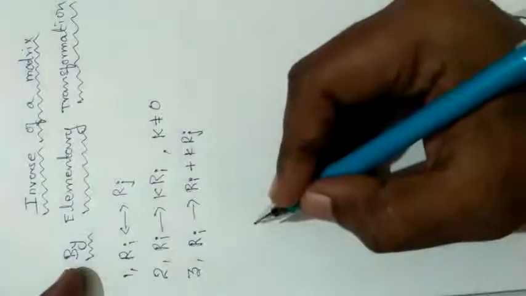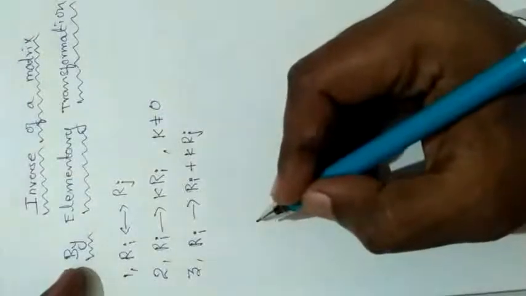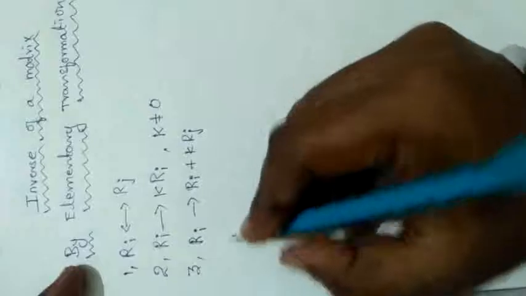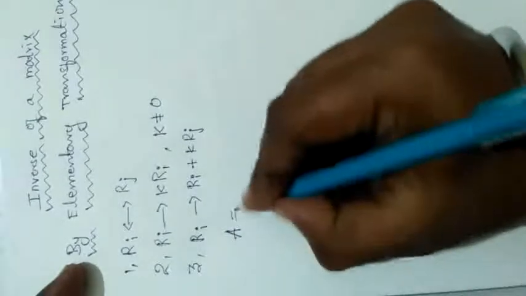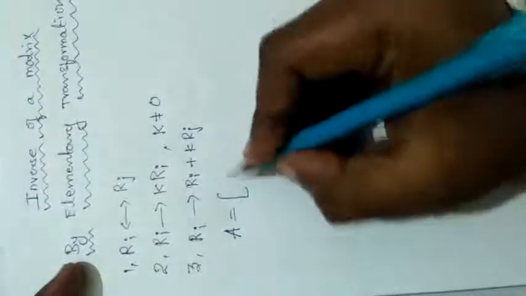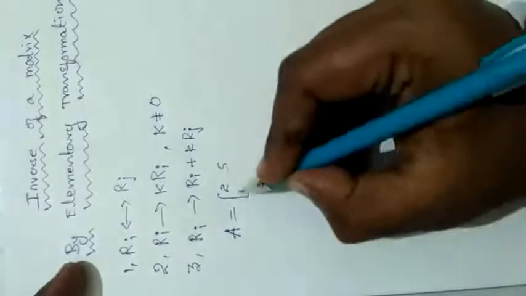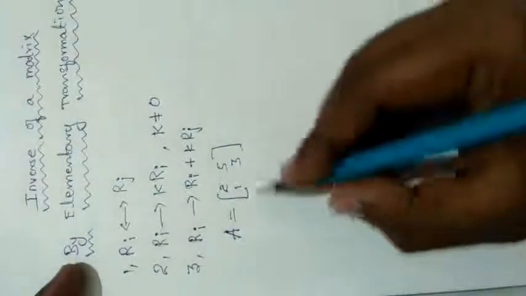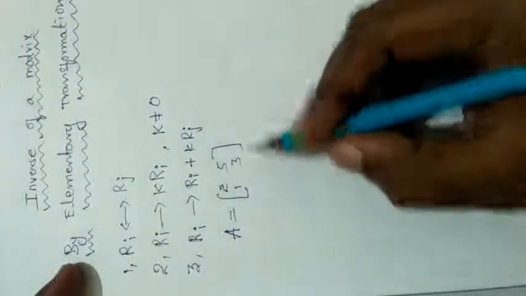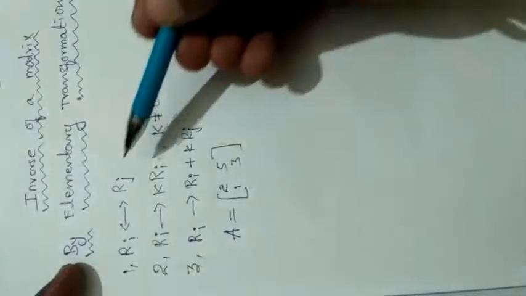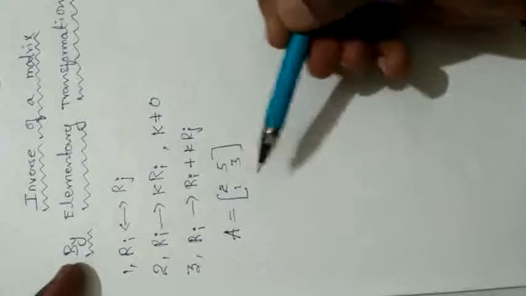Okay, so now what is the procedure to find the inverse of a matrix, we are going to see now. Say for example you take any matrix, a 2 cross 2 matrix. I'll take matrix A is equal to 2 5, 1 3. Now you see how I'm going to find the inverse of this matrix. Very easy. You will be able to understand by using the elementary transformations. You have to find the inverse of a matrix.